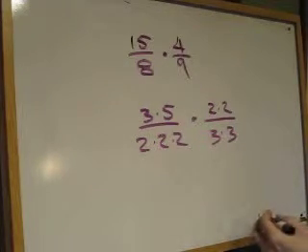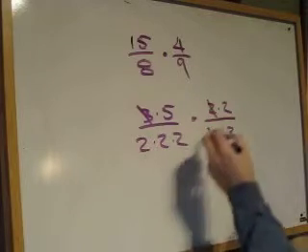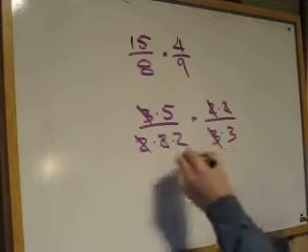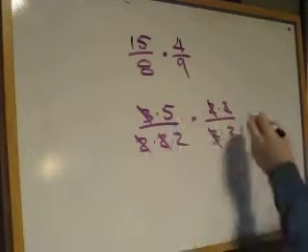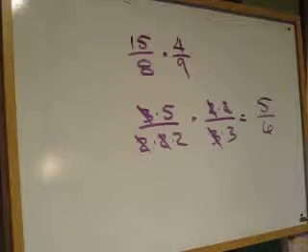Alright, well let's start dividing through here. We've got a 3 here and a 3 here. We've got a 2 here and a 2 here and a 2 here and a 2 here. And we're left with a 5 on top, and we're left with a 6 on the bottom. So, we get 5 sixths as our answer.